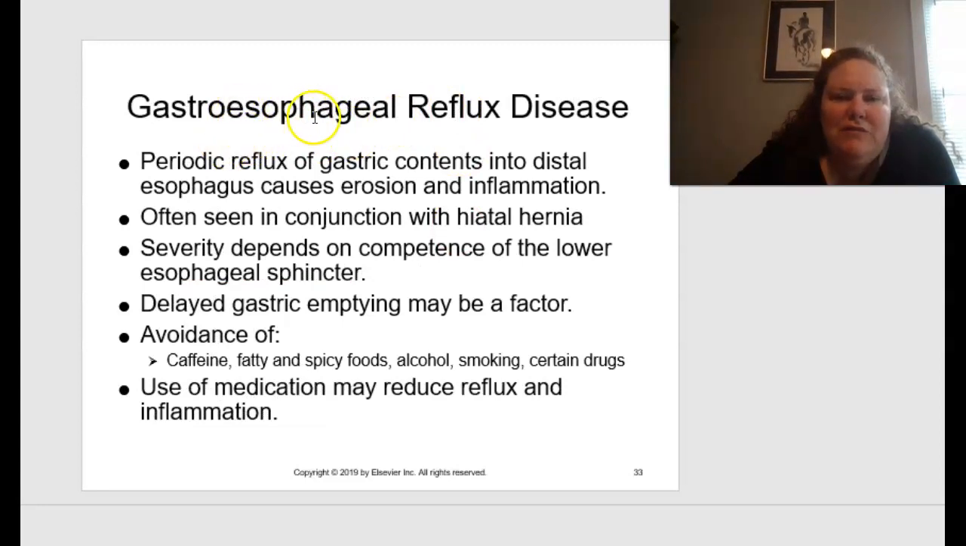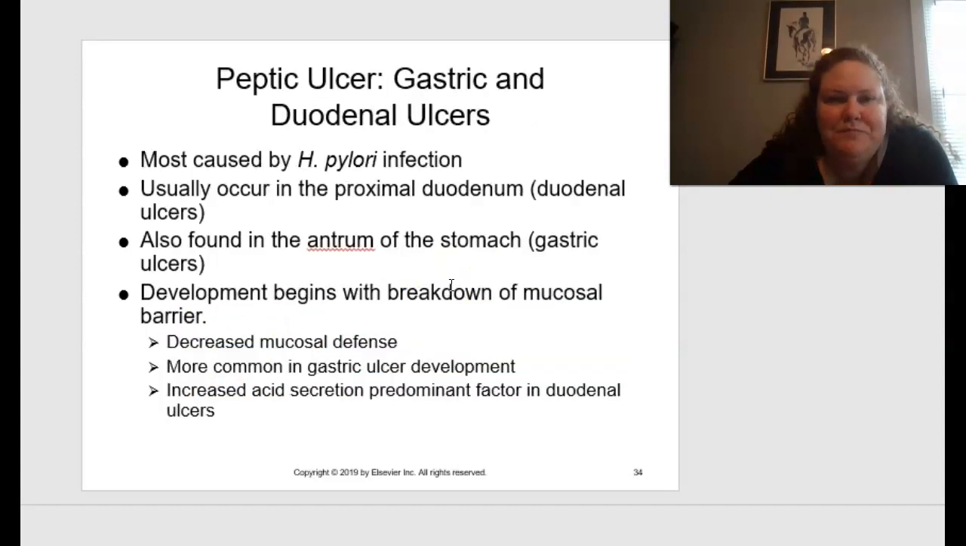When we're talking about gastroesophageal reflux disease, this is where we have a periodic reflux of the gastric contents into the distal esophagus, and this can cause erosion and inflammation in that throat area. This is often seen in conjunction with the hiatal hernia. The severity depends on the competence of the lower esophageal sphincter, and delayed gastric emptying can also be a factor, therefore causing things to back up. To try to avoid these, avoid caffeine, fatty and spicy foods, alcohol, smoking, as well as certain drugs. Also, use of medication may reduce the reflux and inflammation.